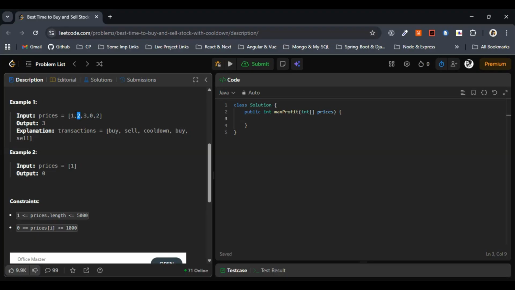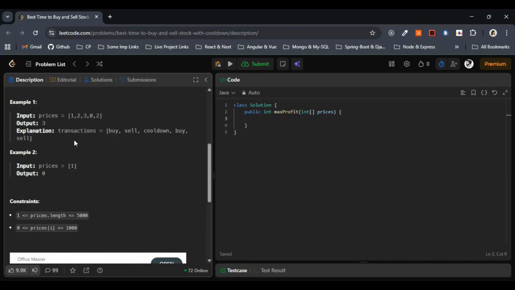Suppose we sell on one day, we cannot buy on the next day, right? We have to go with a cooldown of one day. So we have to find the maximum profit that we can achieve. That's what they have given in the question.